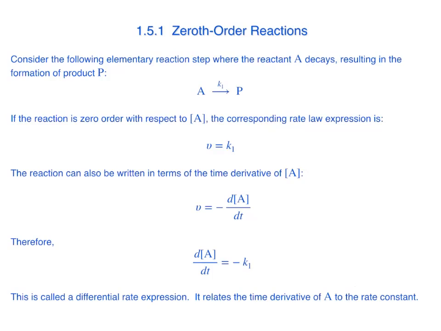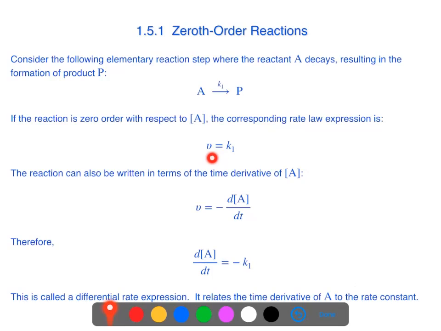In this video, we're going to cover section 1.5.1 on zeroth order reactions. Now let's consider the following elementary reaction step where the reactant A decays, resulting in the formation of product P. If the reaction is zero order with respect to the concentration of A, then the corresponding rate law expression is as follows, where the rate of the overall reaction is simply equal to the rate constant k1.